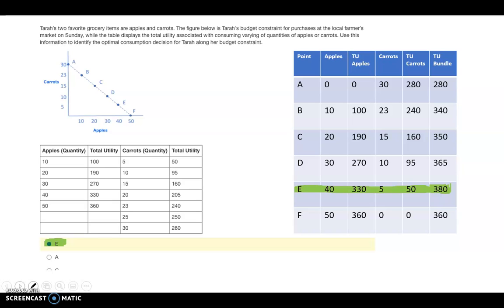We don't have enough information to use MU over P here, but if we had prices, that would also be an option.